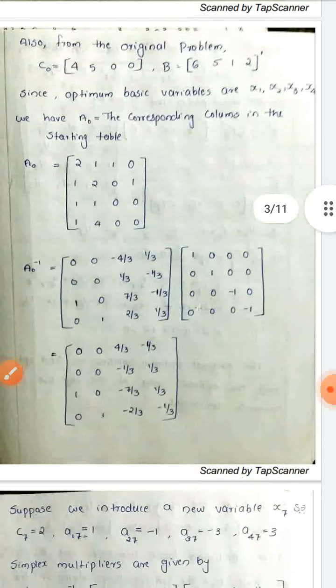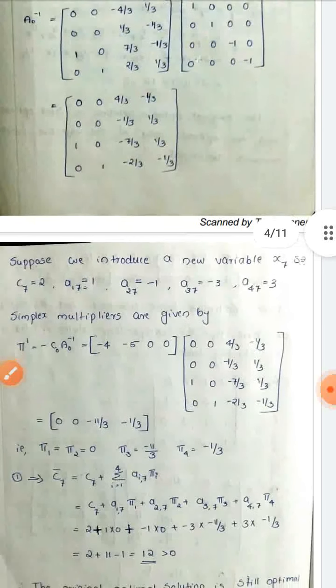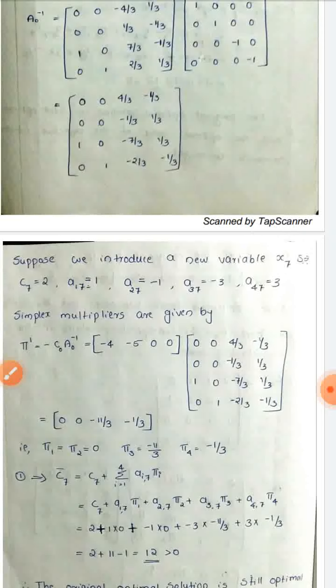Suppose we introduce a new variable x7 such that c7, that is the cost coefficient, is 2 and the corresponding matrix coefficients a17 equal to 1, a27 equal to minus 1, a37 equal to minus 3, a47 equal to 3. These are the corresponding matrix coefficients of the new variable x7.